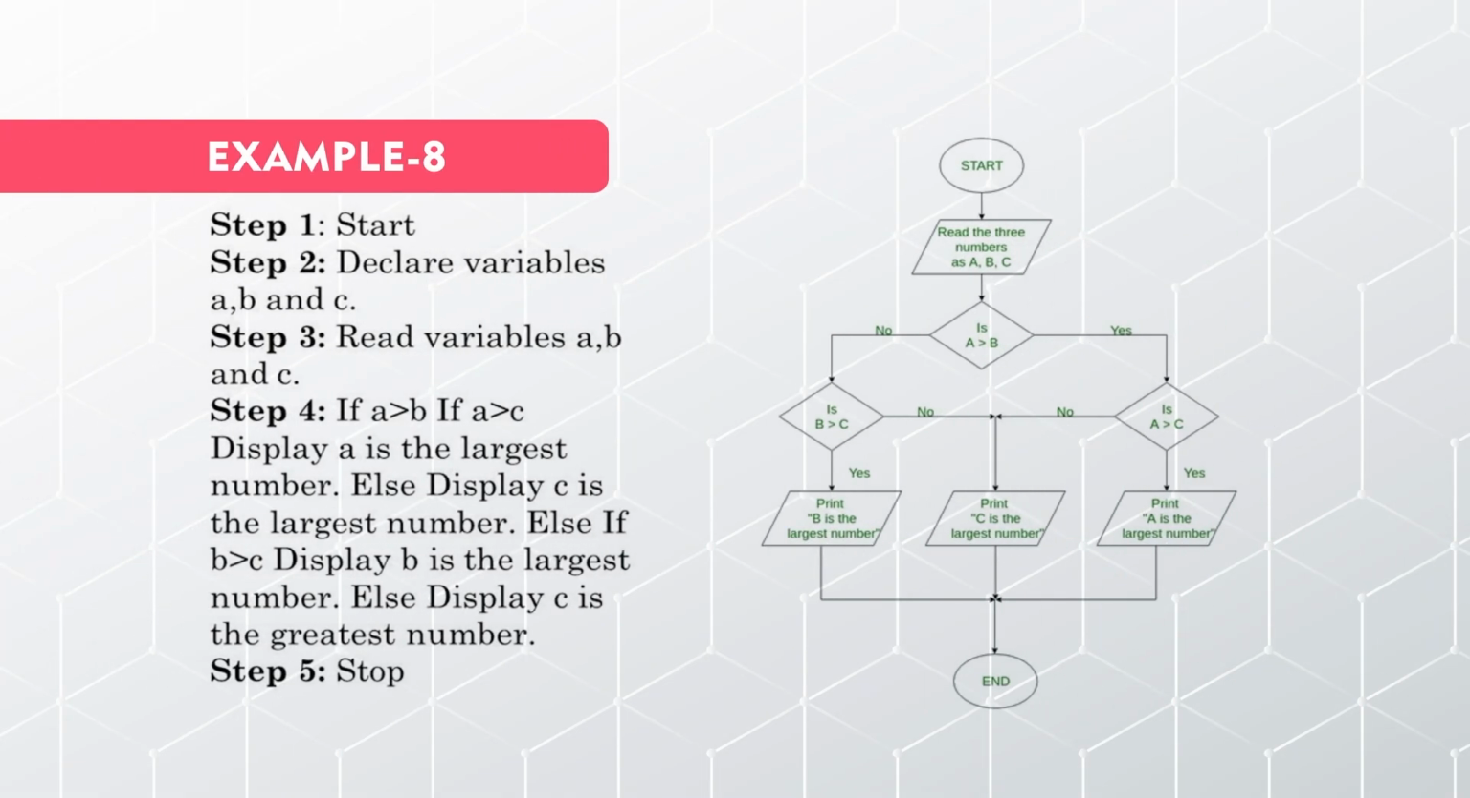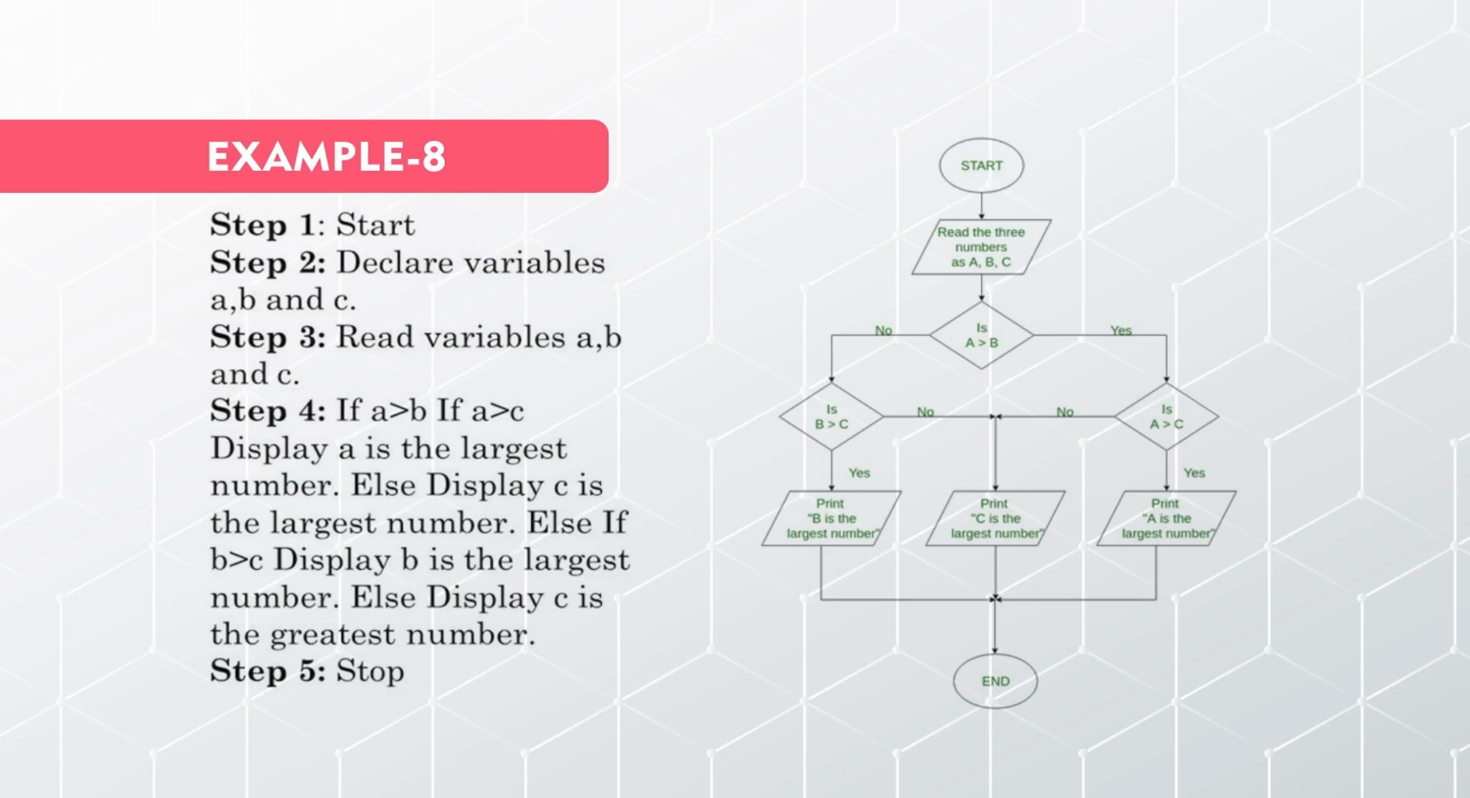Now let us discuss one more problem. It is a very simple problem but quite interesting: how to determine the largest among the 3 numbers. So the algorithm goes in this way: we declare 3 variables A, B and C. So we read these variables.